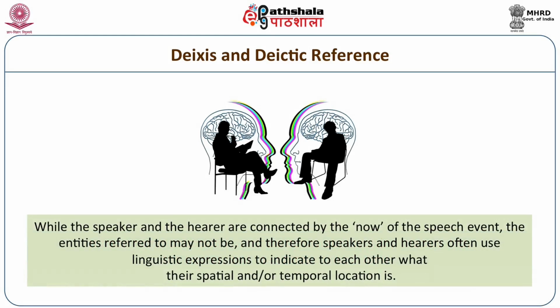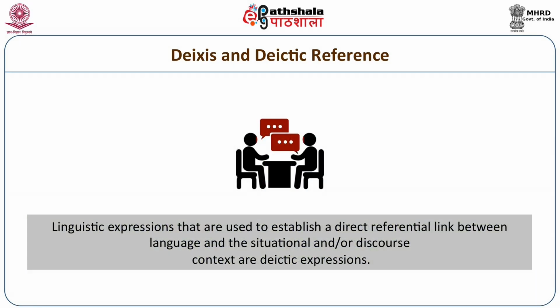Human communication is a triadic behavior involving the speaker, the hearer, and the entities talked about. While the speaker and hearer are connected by the now of the speech event, the entity that is referred to might not be, and therefore speakers and hearers often use linguistic expressions to indicate to each other what their spatial or temporal location is. Linguistic expressions that are used to describe a direct referential link between language and the situation outside the world are called deictic expressions.